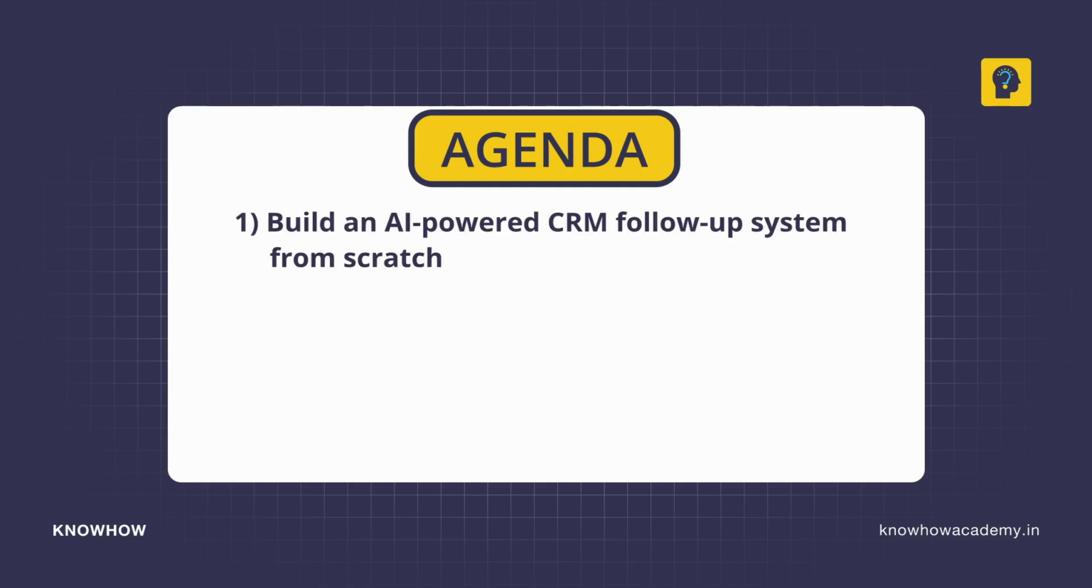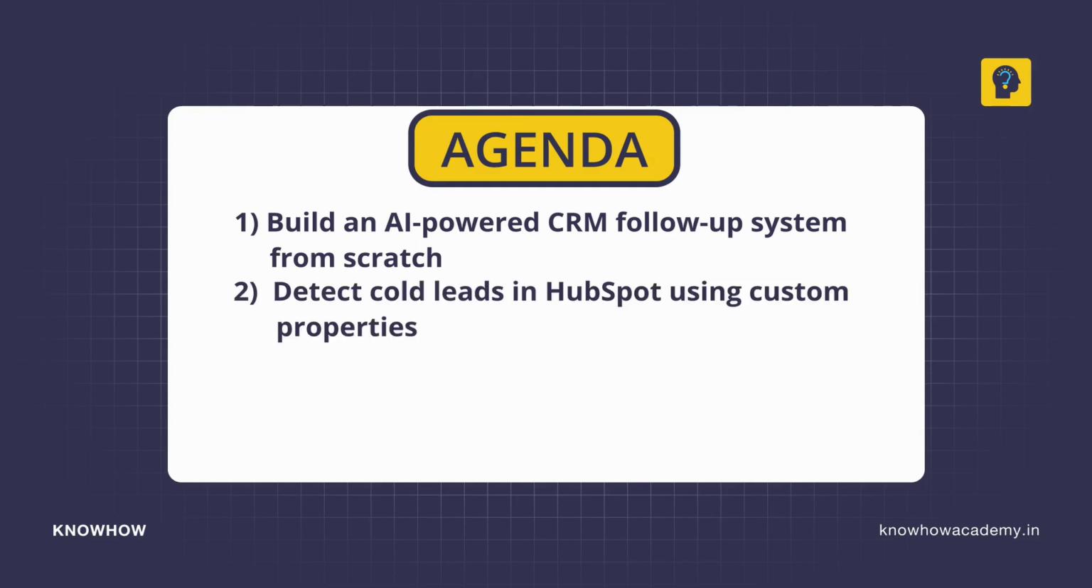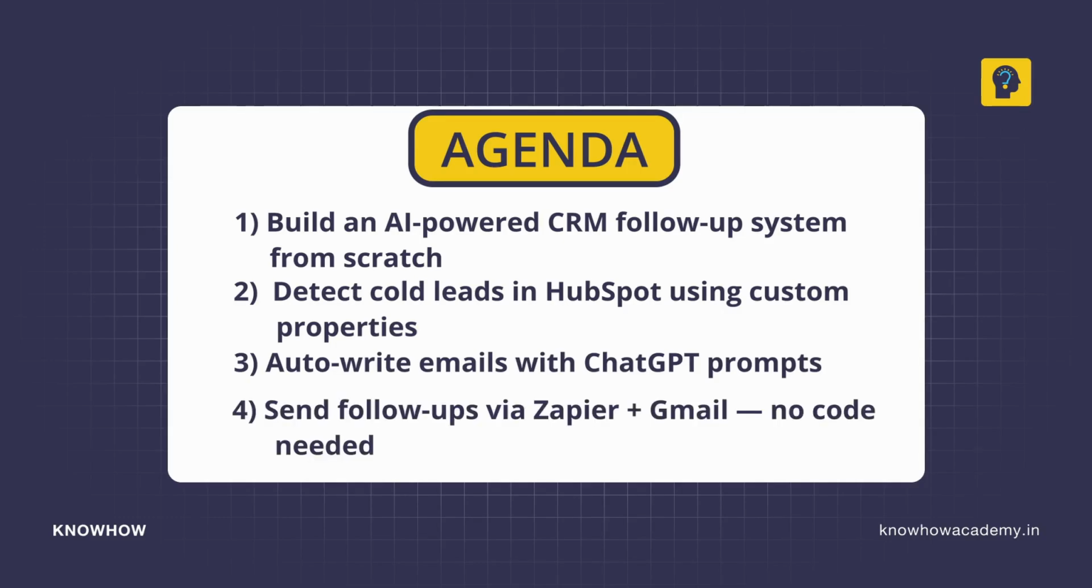Today, we will build an AI-powered CRM system that will detect in HubSpot when a lead turns to gold, write a personalized follow-up using ChatGPT, and automatically send it through Gmail. By the end of the video, you'll have a ready-to-use system that works 24/7.